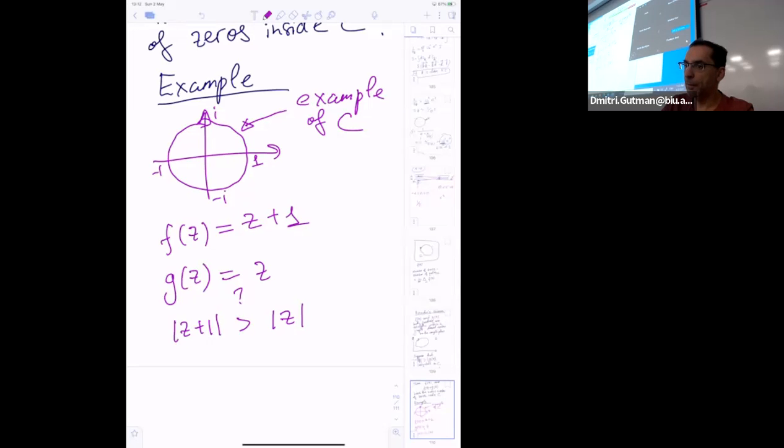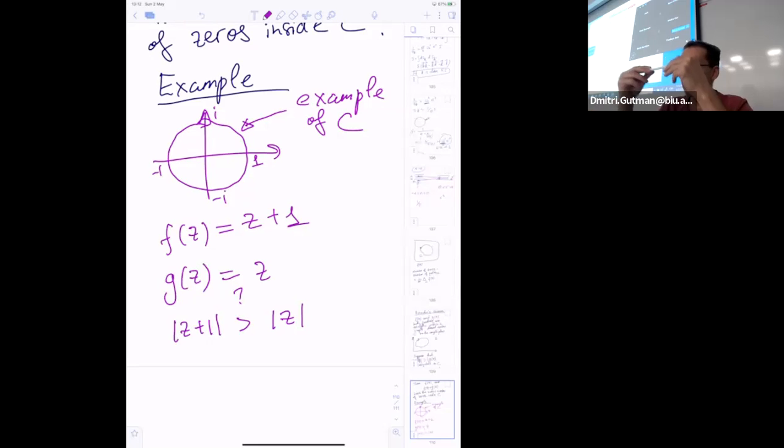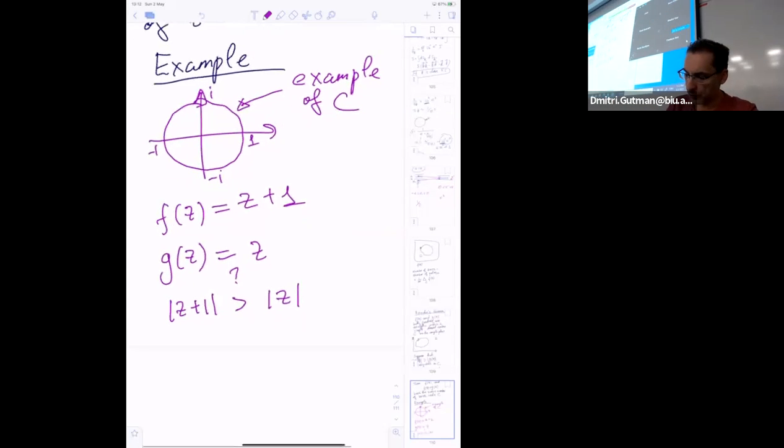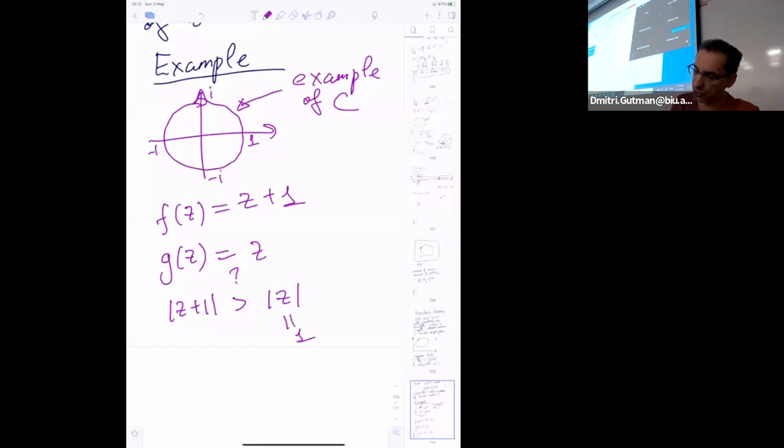I'm not sure. So what is the value of the function g of z on the unit circle? What is the absolute value of z on the unit circle? Always 1. So this is always 1. What is the value of the function z plus 1 on the unit circle? What is the maximal value and what is the minimal value?